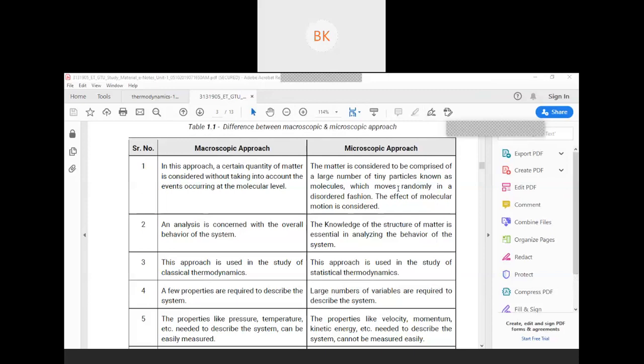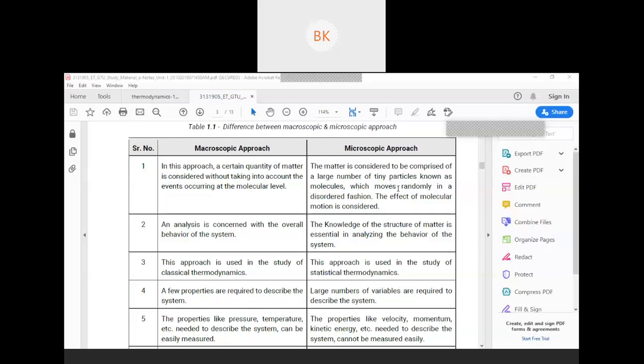So in macroscopic you are studying the complete behavior of an object, whereas microscopic mein what you are doing, you are studying only, what I can say, the behavior of that particle, and from that you are analyzing the whole thing over there. Okay, now what is the next thing? This approach is used in the study of classical thermodynamics. Okay, so classical thermodynamics mein log isko use karte hain, whereas this approach is used in statistical thermodynamics.